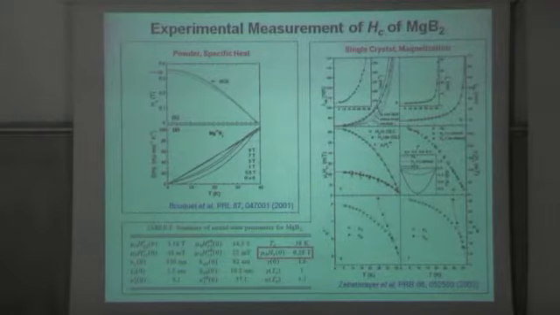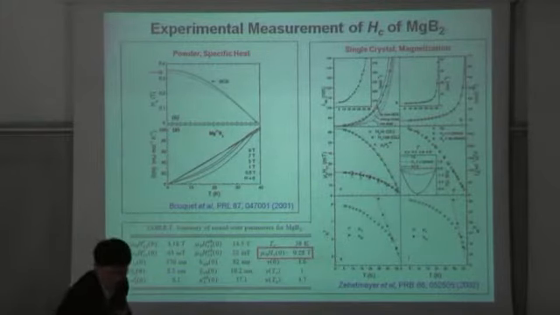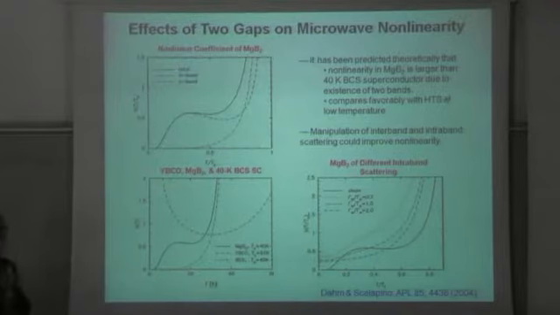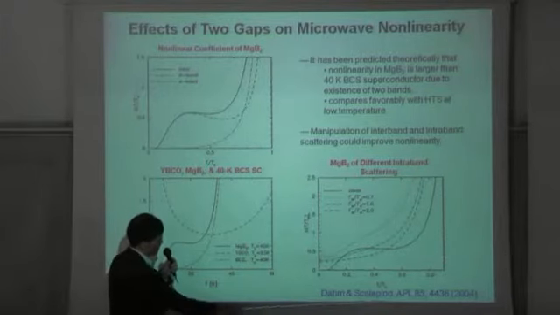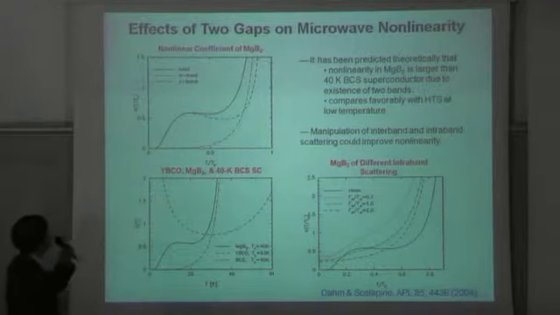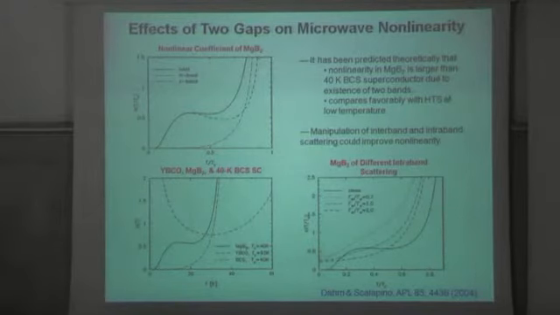crystal samples. The other problem is the microwave nonlinearity that Alex talked about yesterday. And there is actually some theoretical calculation on the impact of having two gaps on the nonlinearity in magnesium diboride.